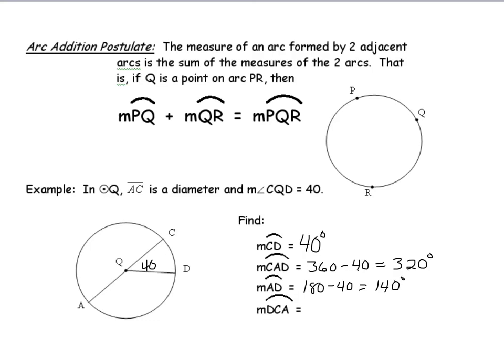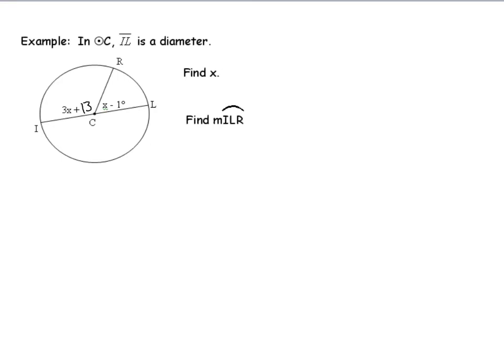The last arc I have to work with is arc DCA. Now in this case, I know that arc CD is 40 degrees, and I also know the arc from A to C in this case is 180 because that's a semicircle. So I would use the arc addition postulate and do part plus part equals whole. So I would take 40, add it to 180, and this arc would be 220 degrees.